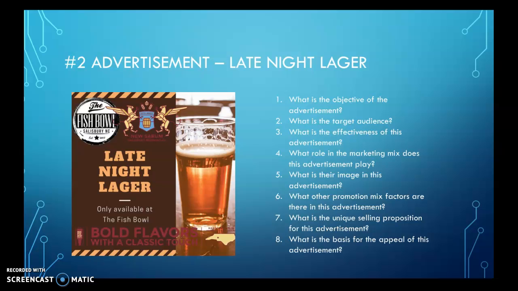What other promotion mix factors are there in this advertisement? Price, no, you don't label the price of the lager on this advertisement. Yes, we talked about that before. Place, it is in the logo. Not only do you mention the New Serum Brewing Company and it says Salisbury, but you also mention Fishbowl in the logo and it says only at the Fishbowl, which is in Salisbury, North Carolina. And promotion, it is a promotion. You're promoting a specific lager, a specific beer, which will get beer enthusiasts and people who very much enjoy a bar atmosphere to come to a night like this.